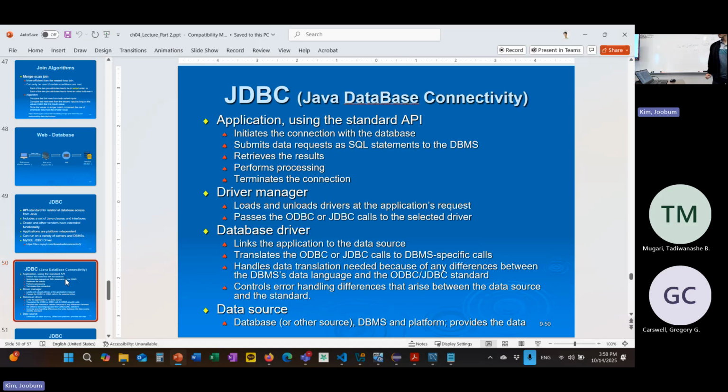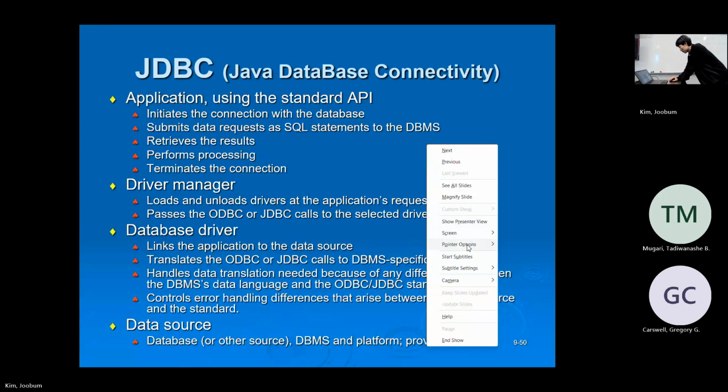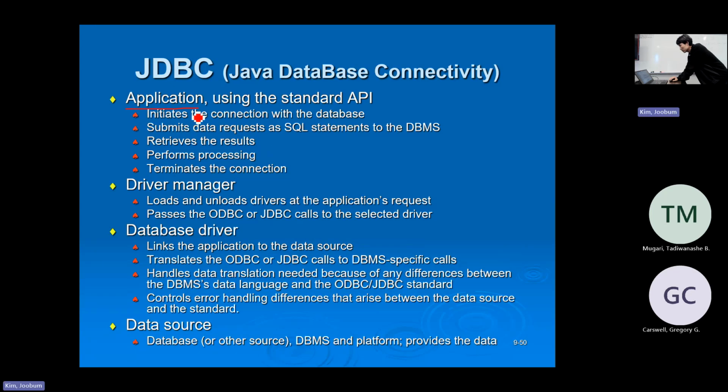So JDBC consists of these modules. The first one is the application, and the driver manager, database driver, and then data source. So what is the application? The goal of the application is to initiate the connection with the database and then submit the SQL statement to the DB, and also retrieve the result, perform processing, and terminate the connection. That is the application module in our JDBC package.